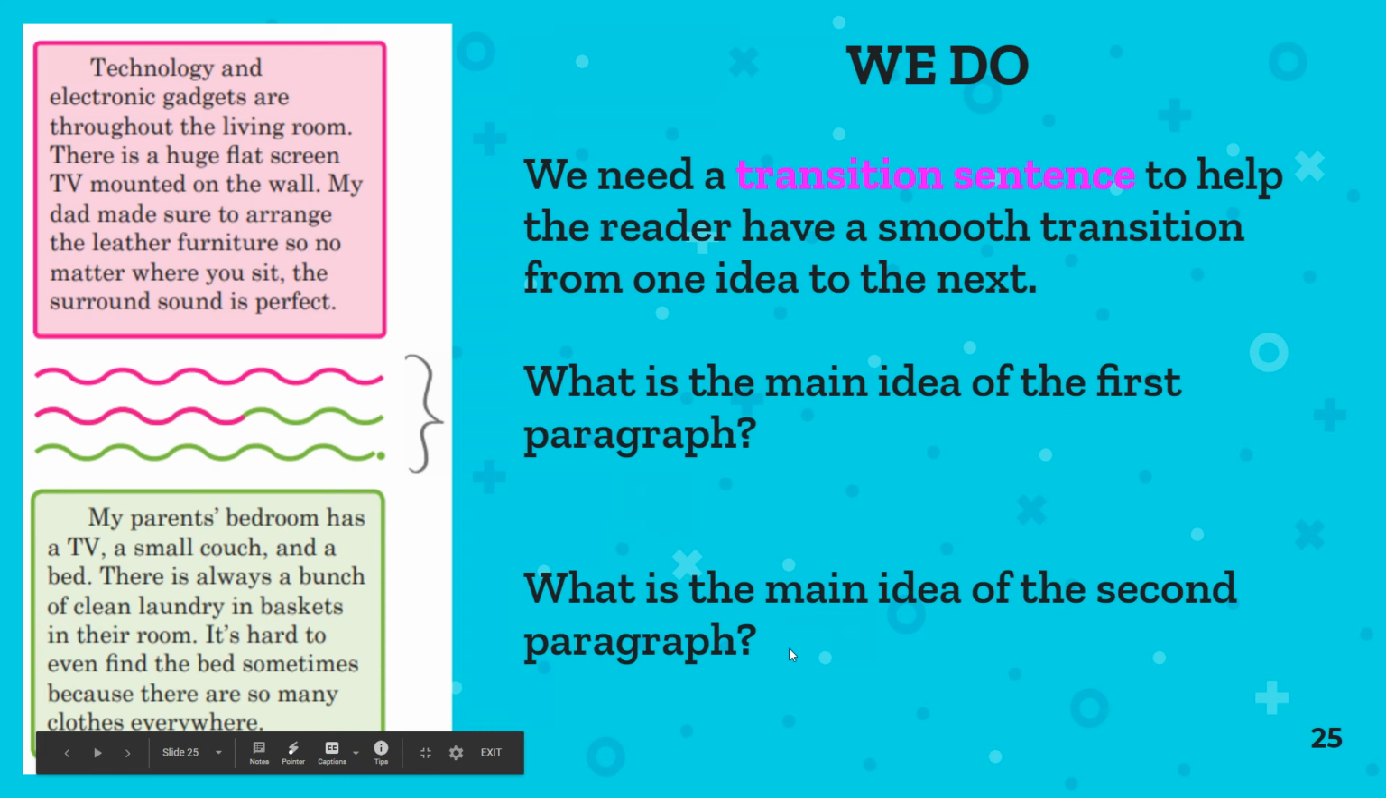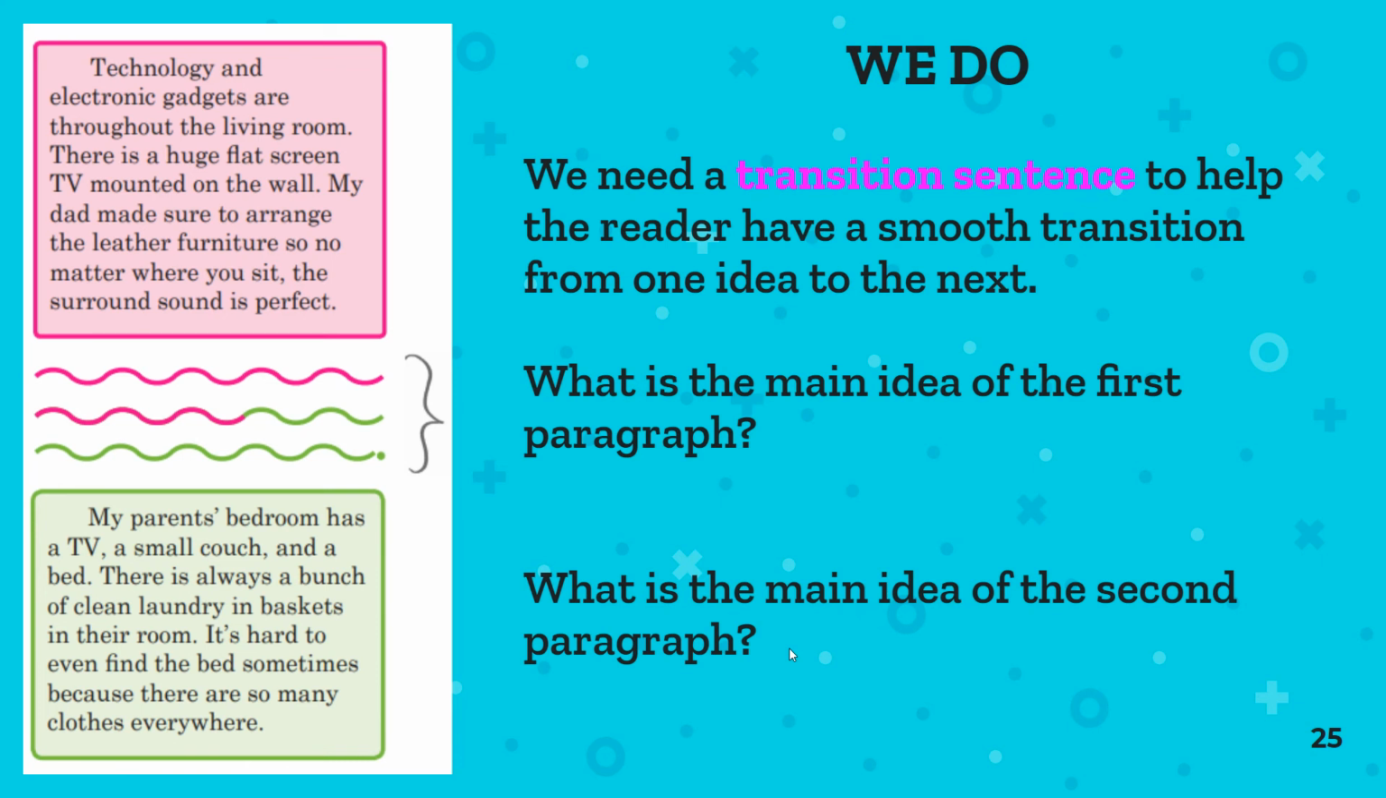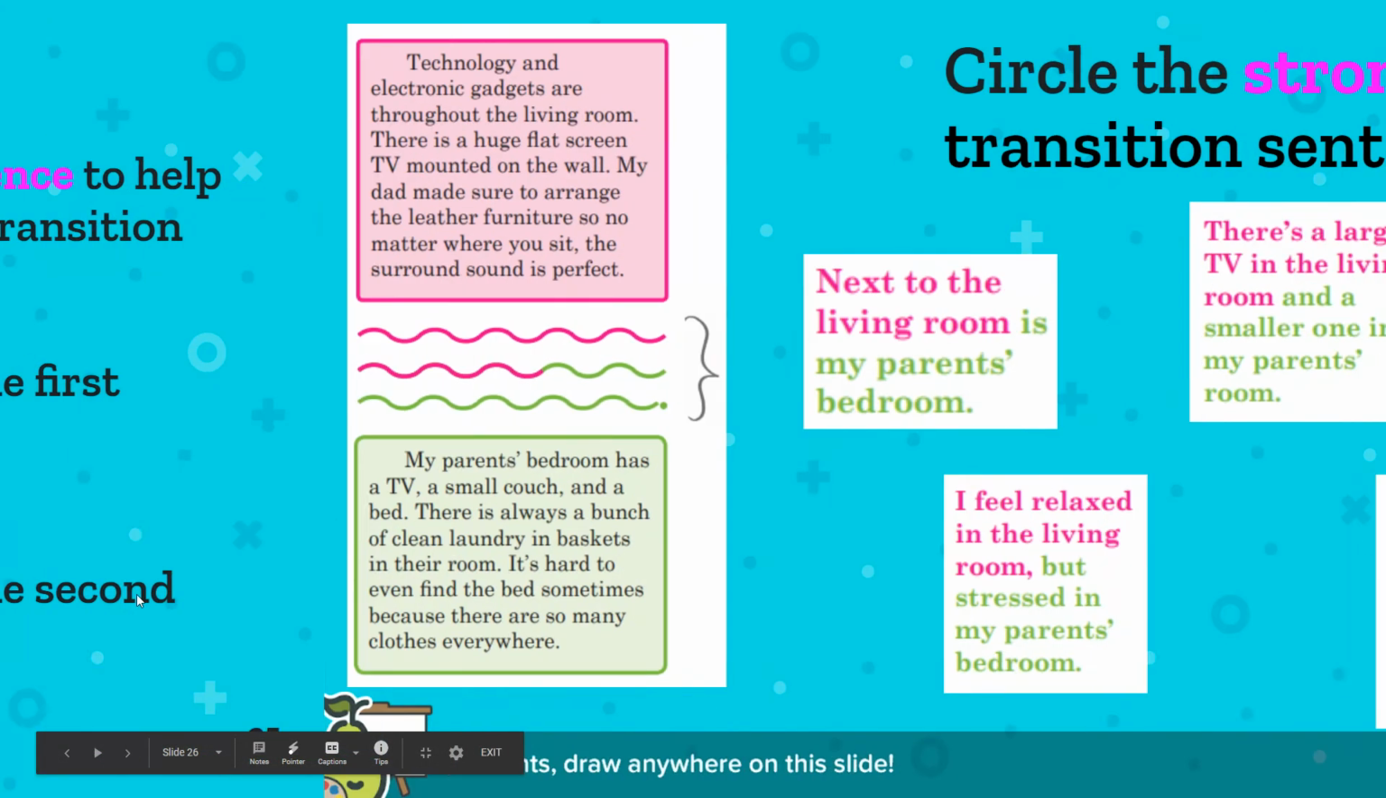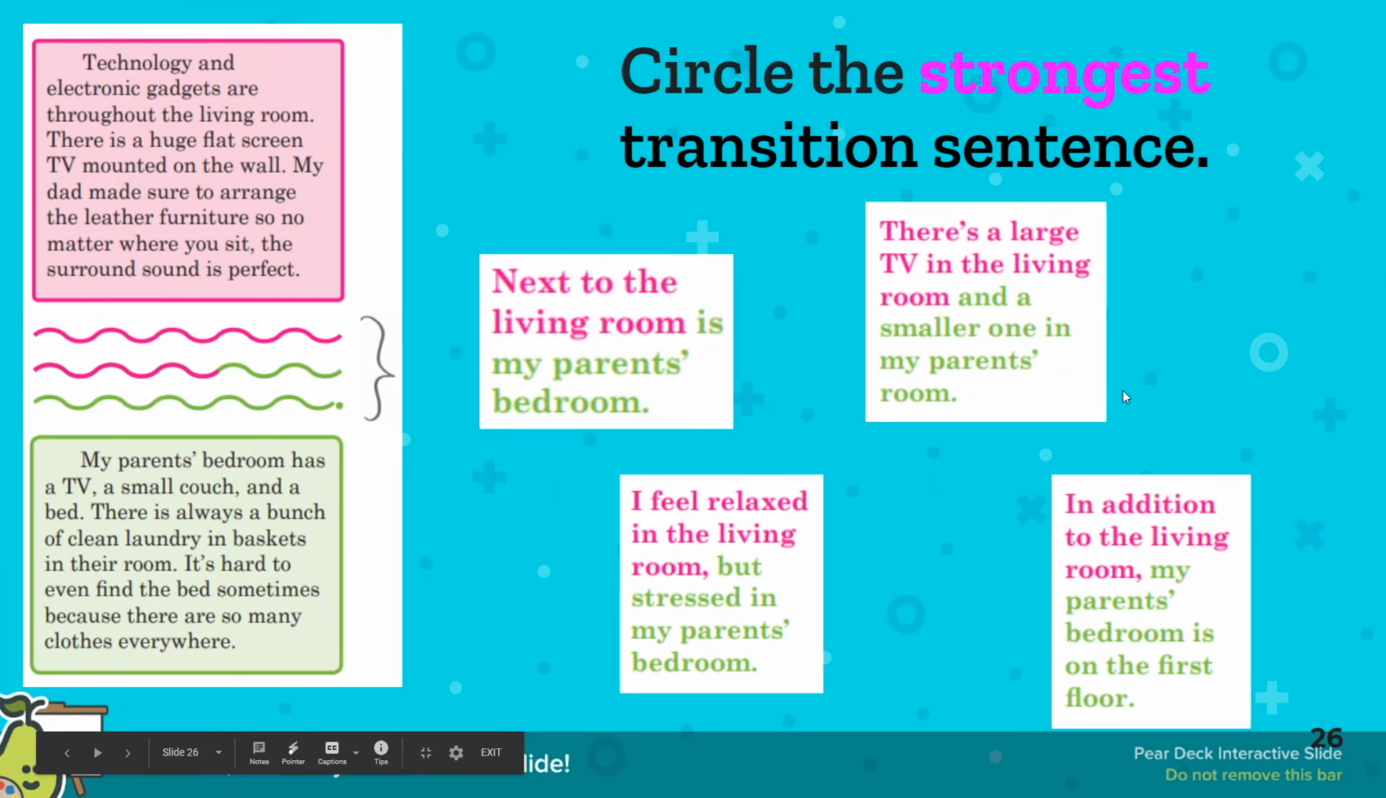So parents' bedroom, TV, small couch, a bed, a bunch of clean laundry and baskets. It's hard to find the bed sometimes because there are clothes everywhere. So the parents' bedroom is full of clothes. So we need to pick a transition sentence. Pause the video now and circle the strongest transition sentence.